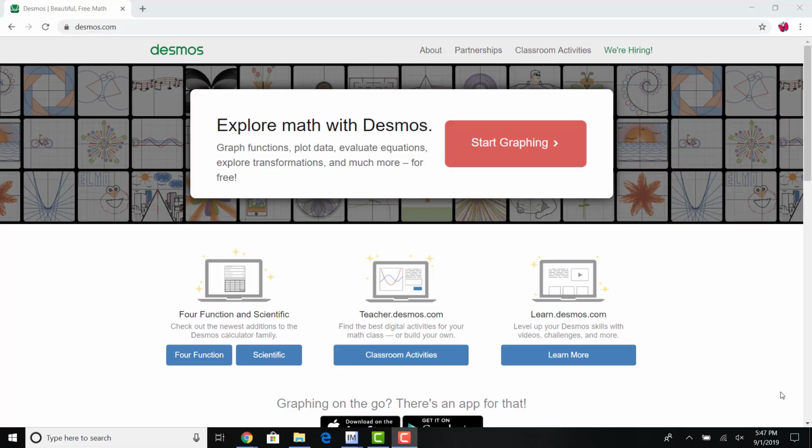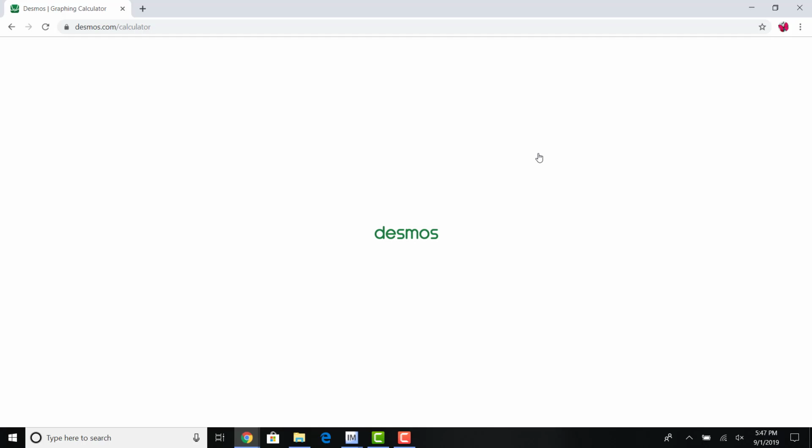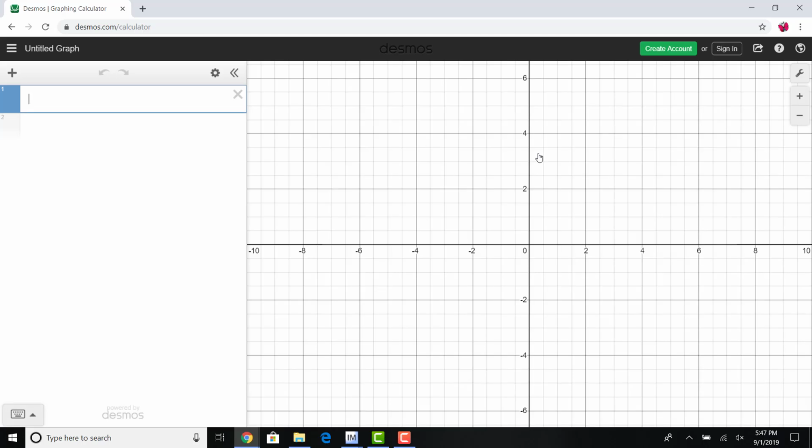Okay, so to explore our transformation rules, I want to use Desmos. You can follow along with me by going to desmos.com. We're going to start by clicking on Start Graphing. This is a really cool website that allows you to graph things fairly simply. So we're going to go through the transformation rules that are listed on your Canvas page. We're going to do those exact ones and talk about what happens when we move the graphs a certain direction.